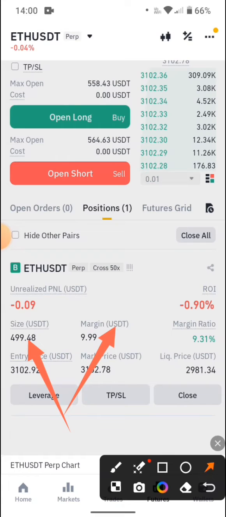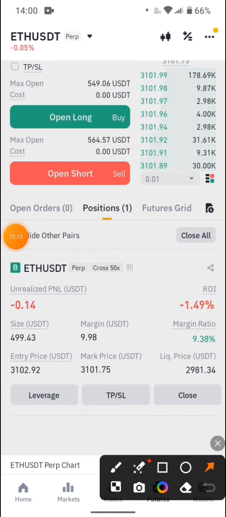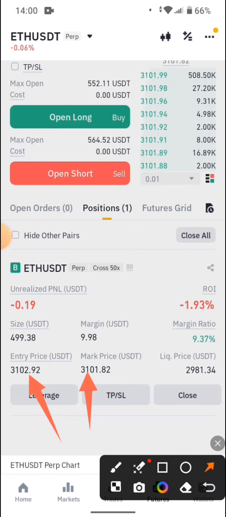You can see from the site, from the 1 hour here it is 4.99. Why is it reduced? We are paying fees. Our entry price, we entered when Ethereum was 3,102, but now Ethereum is 3,101. So we are down, because we are saying the price is going to go up.